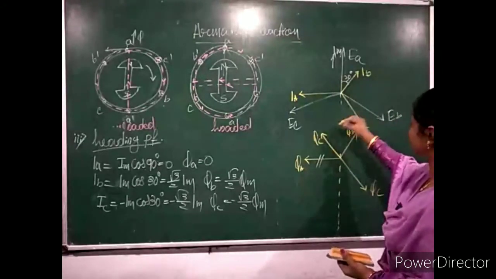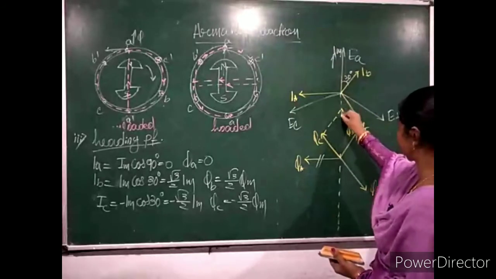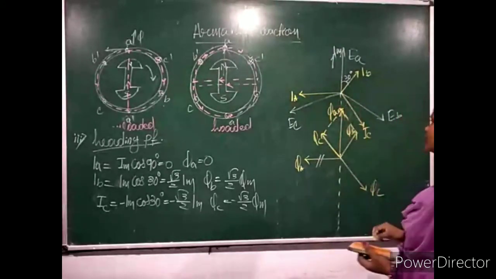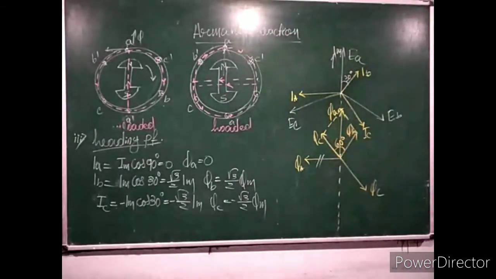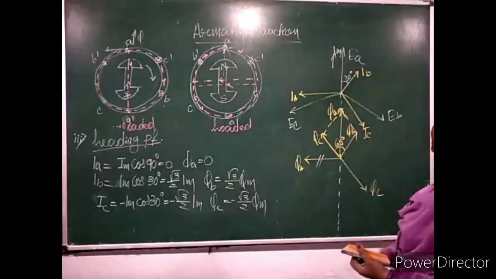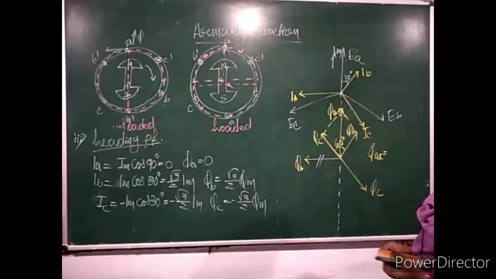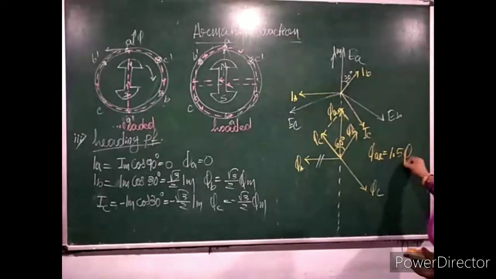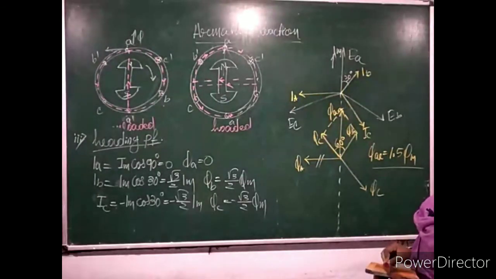And I will find the resultant of these phasors, that is the armature resultant flux. As this angle is 60 degree, you apply here the parallelogram theorem and find the resultant phasor. After solving, you get its value is 1.5 phi M. This value is constant. This is the average flux produced by armature conductor.